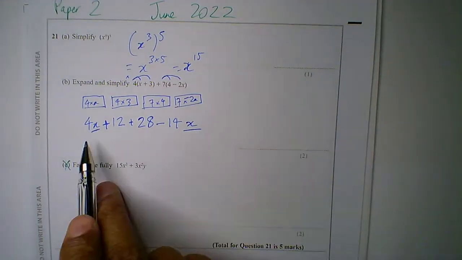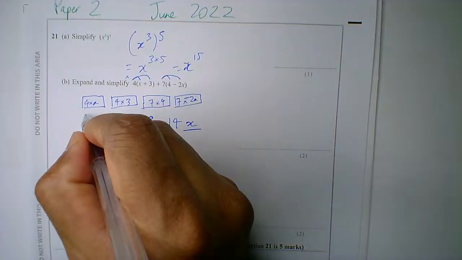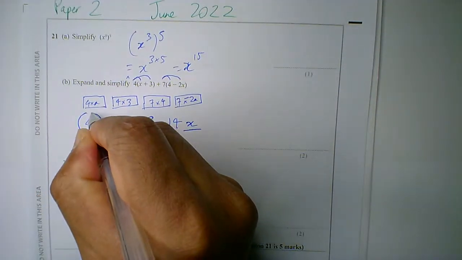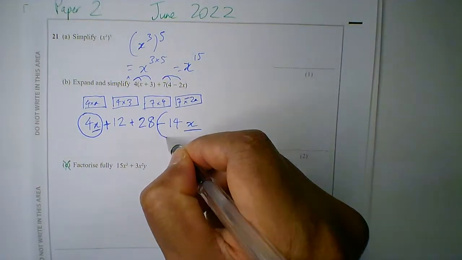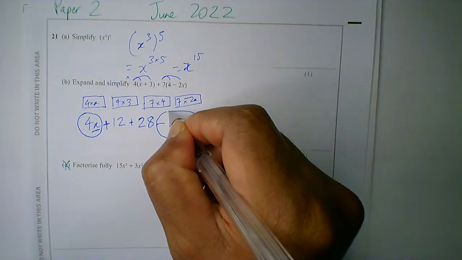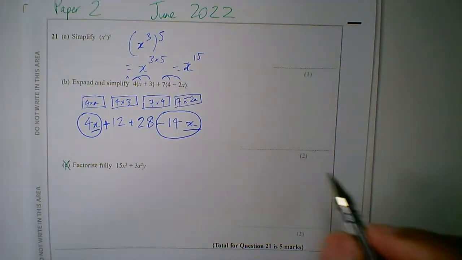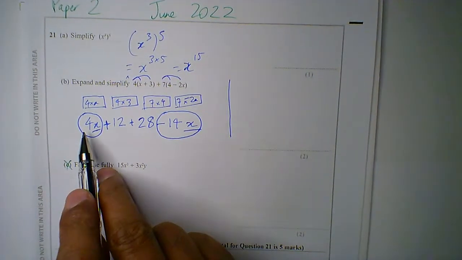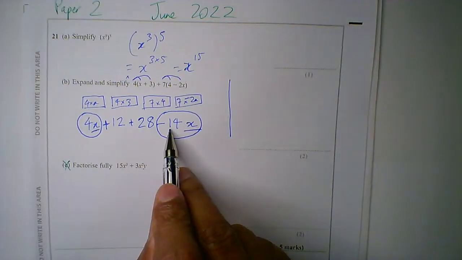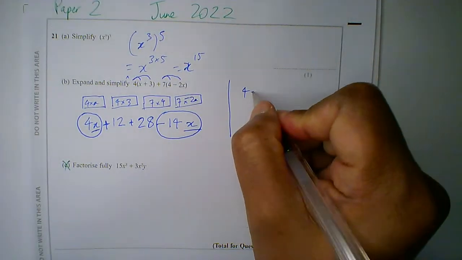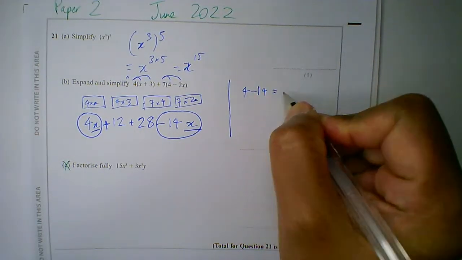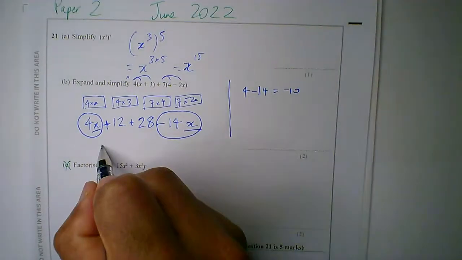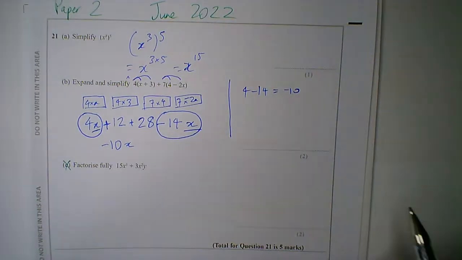So I'm going to work on the x terms first. So I've got 4x take away 14x. Okay, so those are the like terms. So I'm going to do some working out by the side. 4 take away 14 gives me minus 10. So this is minus 10x.